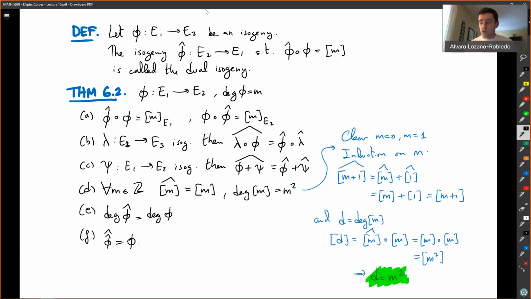I want to finish off with an application of this fact that the degree of m is m squared. Remember that the degree is the size of the kernel, so it's telling me that multiplication by m has a kernel of size m squared, so that there are m squared torsion points of order dividing m.